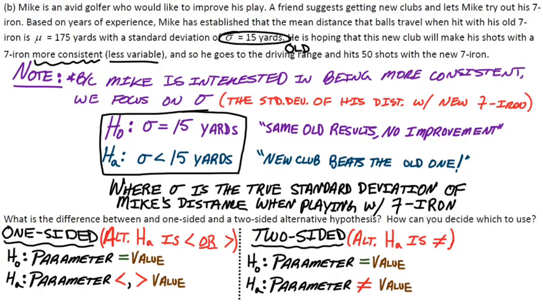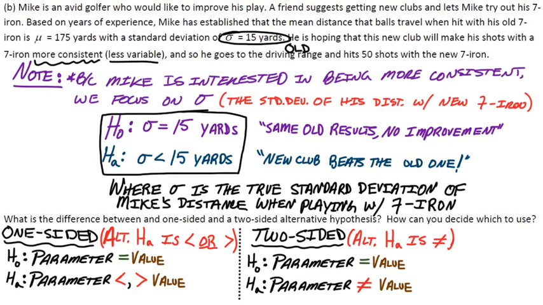So one-sided sort of makes you pick. You have to pick either above or below. Two-sided isn't really picky at all. It just says, I just disagree with the null. So I'm going to say my alternative suggestion is it's just, whatever the null is, it's just wrong. I don't know if it's above or below, but it's definitely not equal to the null.